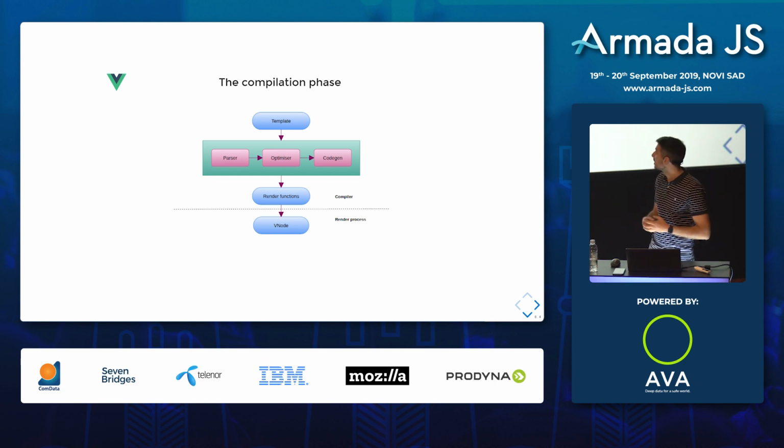Code generation just creates a function which will take the state and update the node. Everything creates render functions, and those render functions create VNodes. That's actually a virtual node from the virtual DOM. This is for Vue 2.0.